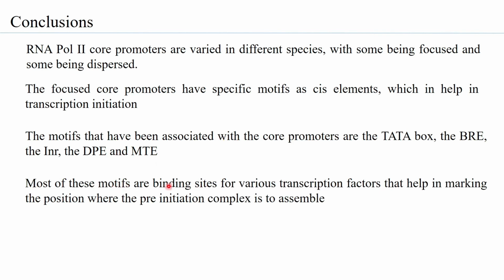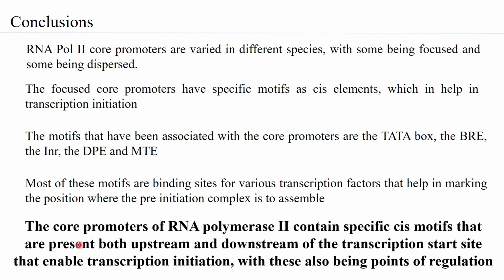These are motifs that are associated with the core promoters. And most of these motifs are binding sites for various transcription factors that help in marking the position where the pre-initiation complex is to assemble. Therefore, the core promoters of RNA polymerase II contain specific cis motifs that are present both upstream and downstream of the transcription start site, and that enables transcription initiation. So they are helping in beginning transcription by RNA Pol II, and these motifs are also points of regulation.